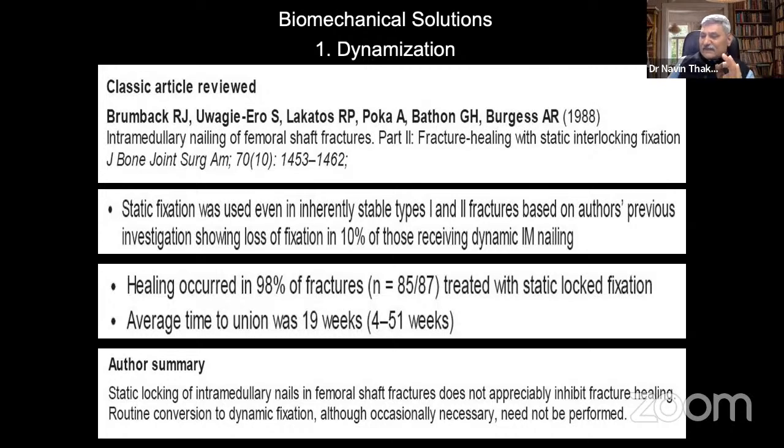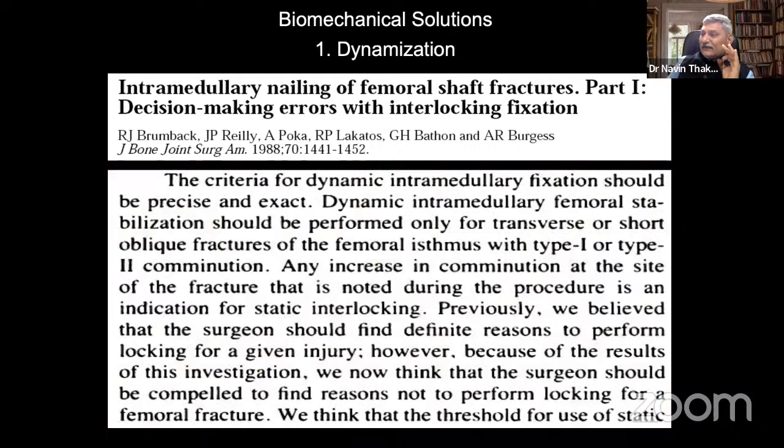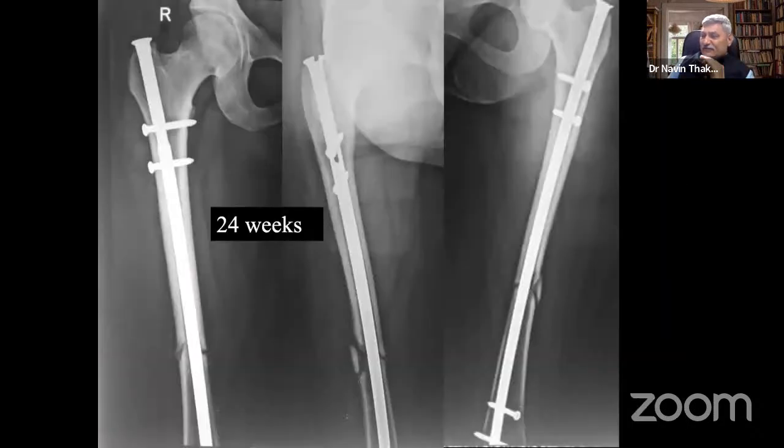What has the author summarized? Static locking of intramedullary nails in a femoral shaft fracture does not appreciably inhibit fracture healing. Routine conversion to dynamic fixation, although occasionally necessary, need not be performed. If you do not do dynamization, there is not going to be any harm. But if you do dynamization in certain conditions, transverse or short oblique, isthmal type 1 or type 2 combination, and not more than 24 weeks, then it may be effective. So this is the principle, or the evidence, with dynamization. Another case, this is 24 weeks. What do you think?